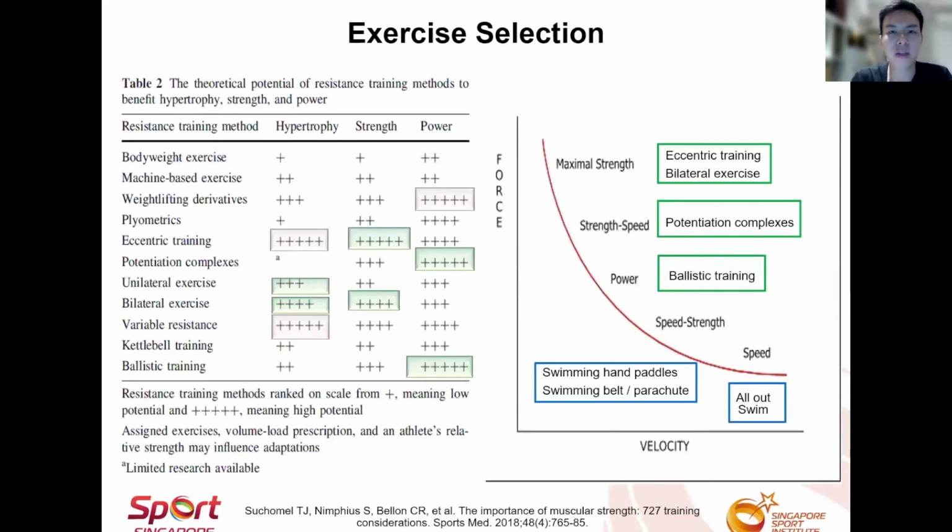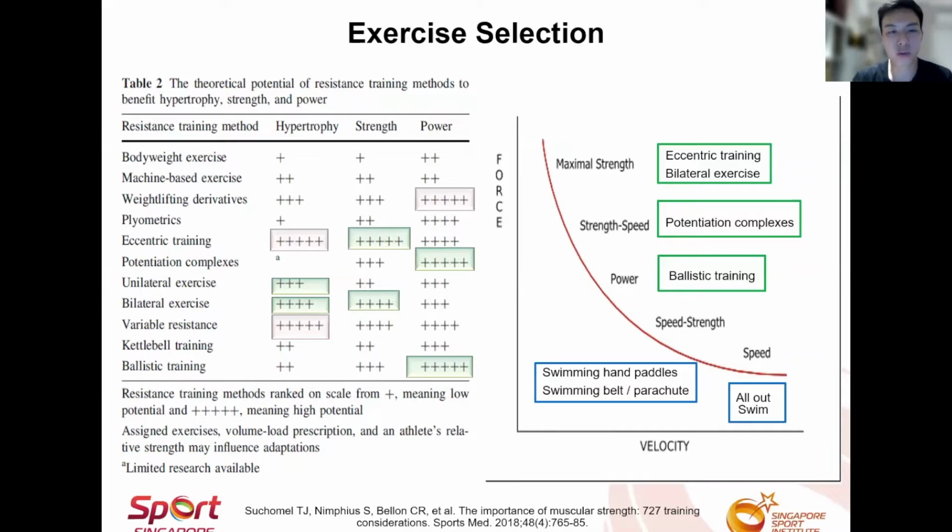In terms of exercise selection itself, as you can see from this paper by Suchomel, he looks at hypertrophy, strength, and power, and in each phase there are numerous exercises that we all use. From his study, he looks at which exercise methods have higher potential. Other than understanding which kind of exercise has higher potential, I also need to understand my athlete, what kind of limitations he or she has, and at a particular phase, such as the start of the season, whether certain things will be used or not.